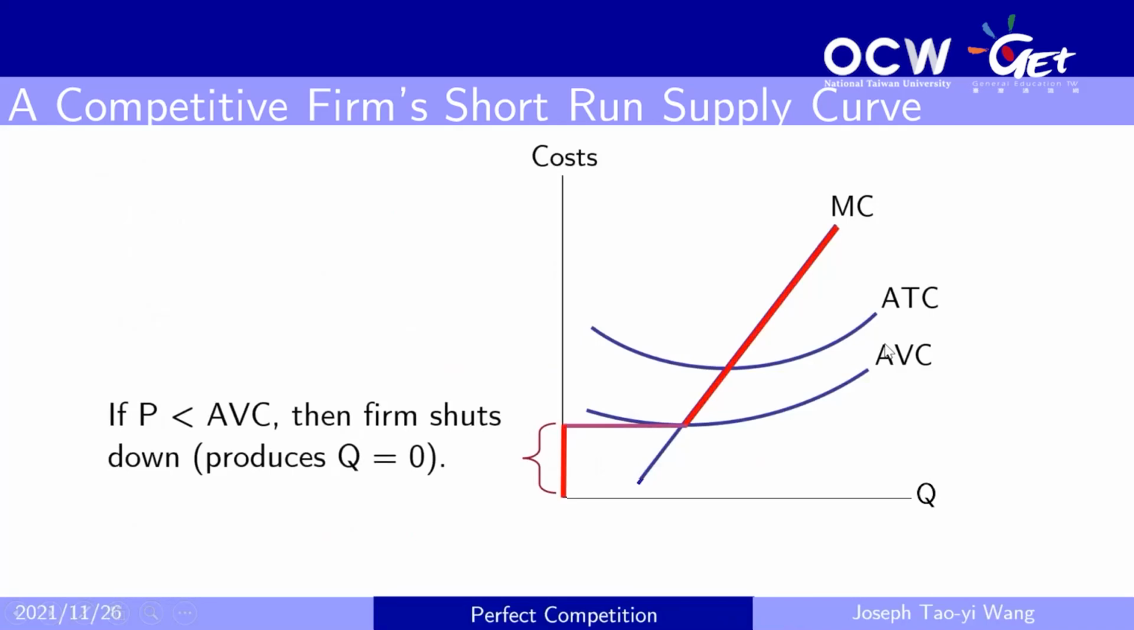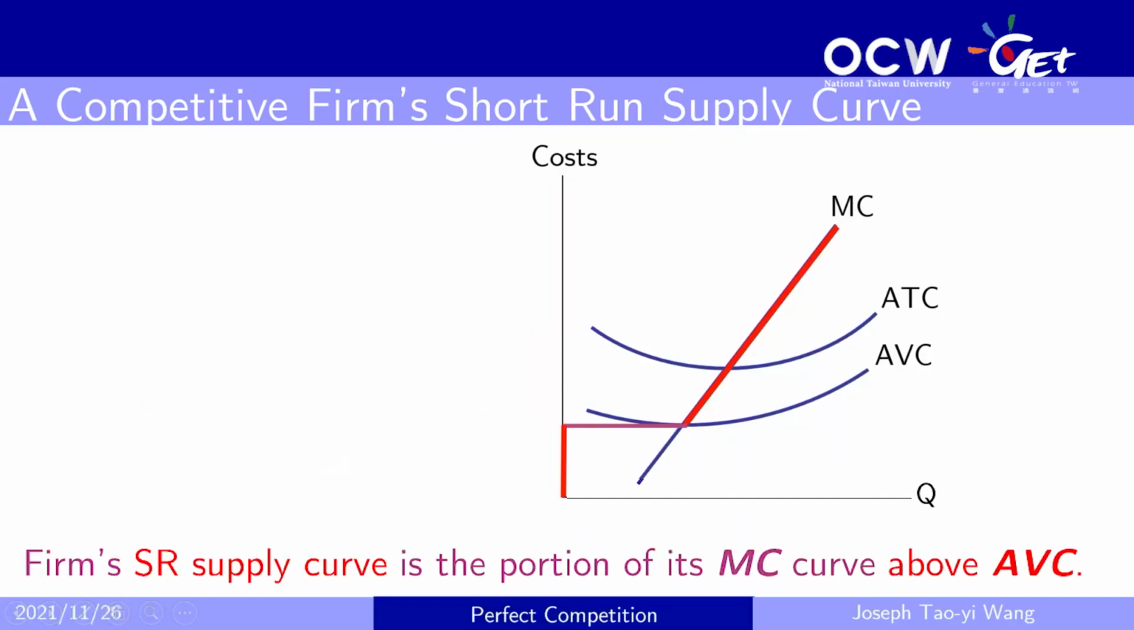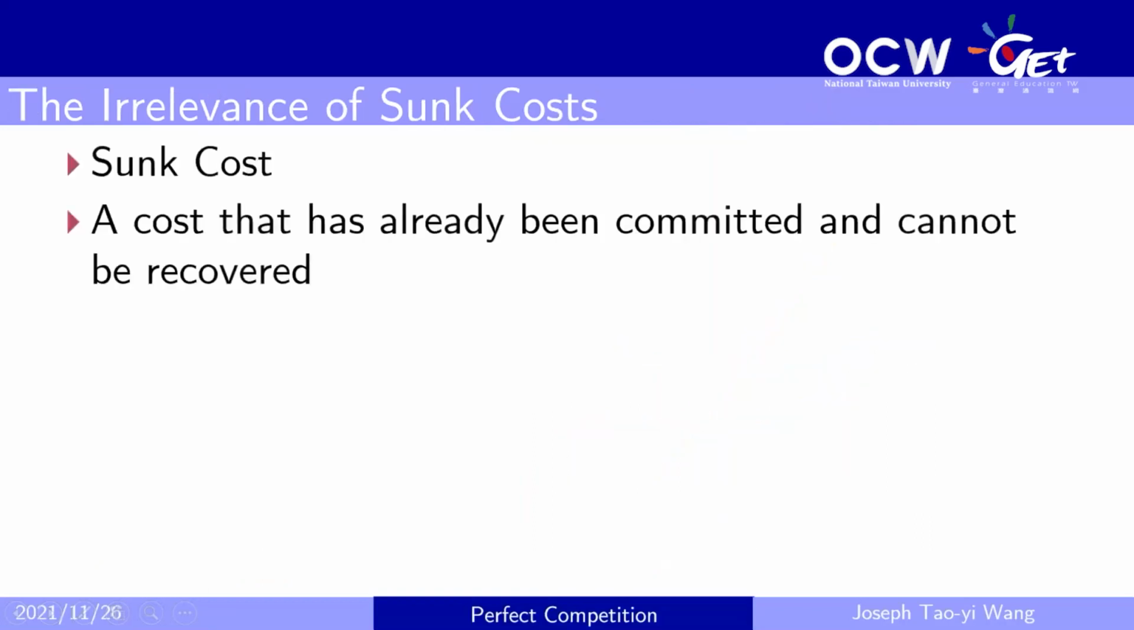So in the short run, to be more precise, this is the firm's short run supply curve. It's the segment of the marginal cost curve that's above the average variable cost curve. Okay, so the firm's short run supply curve is the portion of its marginal cost curve that's above the AVC. What about exit? Oh, before we go on, we should look at this.